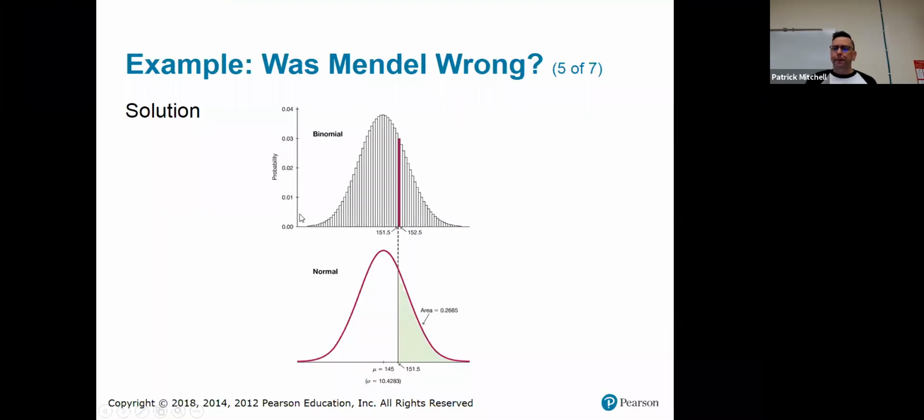All right, so top picture you see here is my binomial histogram. You do not have to draw this, all right? Notice it really does look normal. Notice that they have the one bar highlighted that represents 152. They're showing you that it starts at 151.5. Don't even pay any attention to this 152.5, okay? So when I turn that into a normal curve, I'm looking at in a normal distribution where the mean is 145 and the standard deviation is 10.4283. What is the probability that X is greater than 151.5? This is a spoiler right here. Don't pay any attention to that.